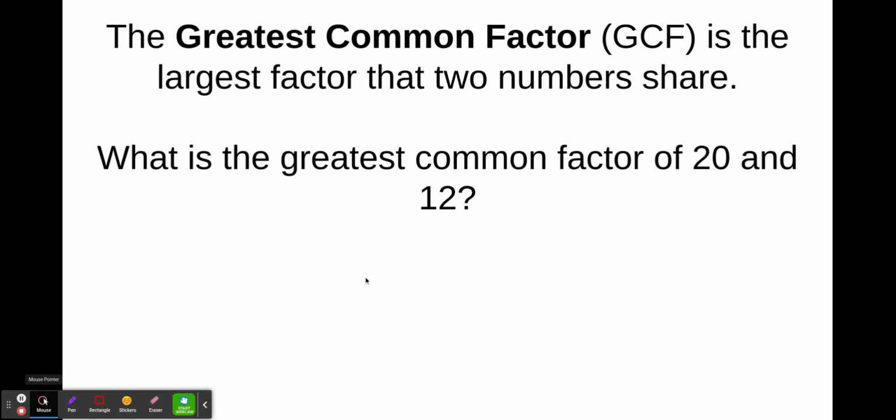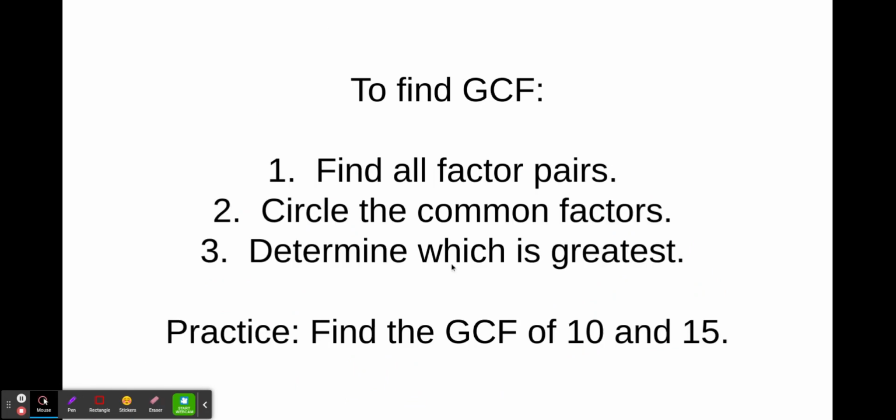Let's recap what we just did. To find the greatest common factor, we started by finding all the factor pairs of two numbers. Then, we looked at which factors they had in common and we circled them. Last, we determined which one was the greatest. Let's practice. Pause this video and see if you can find the greatest common factor of 10 and 15.